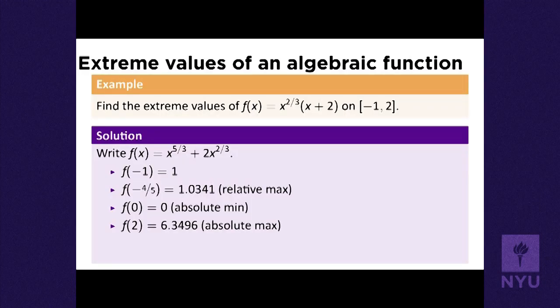Alright. So, questions about that one? A little bit more complicated than the polynomial one. But with the fractional exponent, there's a nice technique. Factoring out the most negative exponent will allow you to write the fractional exponent stuff all by itself, and then the rest of it will be a nice polynomial. That'll help you find the critical points. Okay.